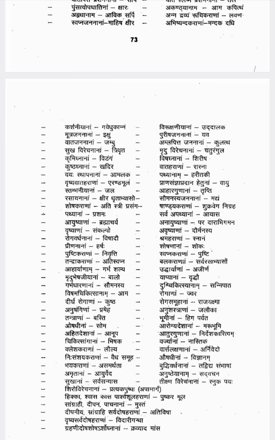Then Mrudu Bheshaja Jiyanam Bala. For children, we have to give very mild dosage of medicines. Mrudu Bheshaja. Then Garbhadaranam Saumanasya. Those who have a pleasant mind, or don't have other problems in the mind, they get Garbha; they will be conceiving properly. Visha Chigilsanam Ama. For Ama Dosha we have to treat the way Visha is treated. Dirgha Roga is Kushta. For a long time Kushta Roga will be there.